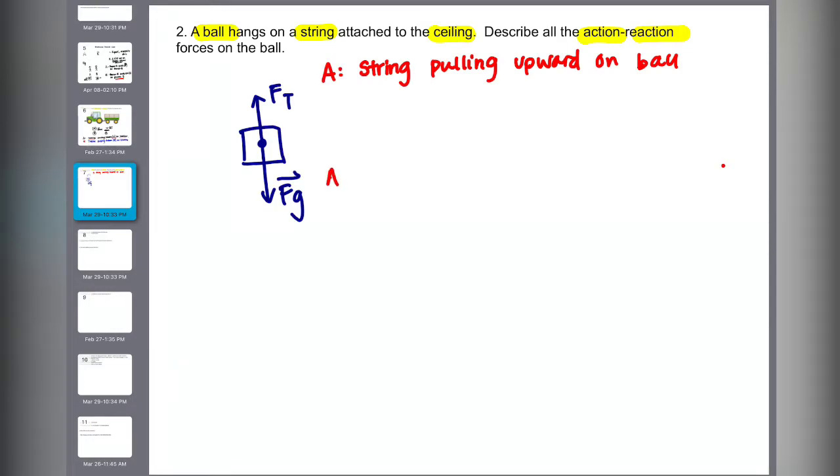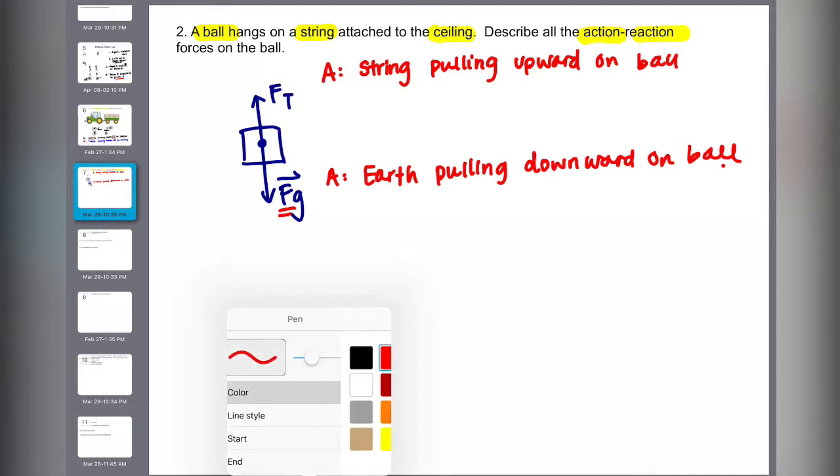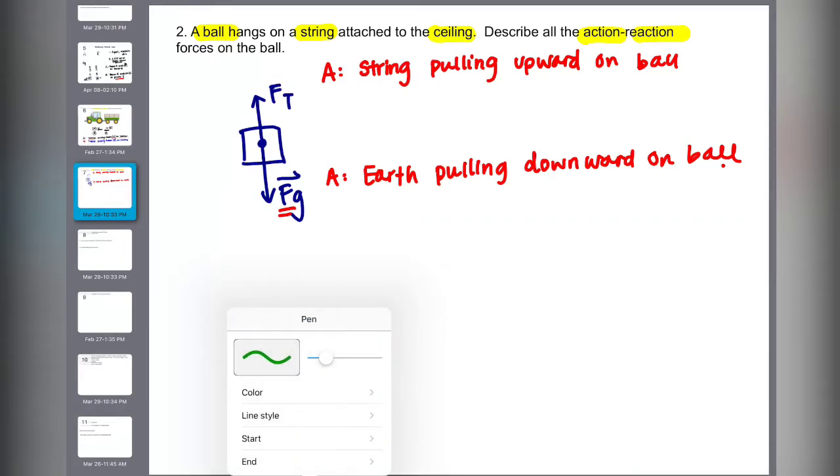Then let's look at the bottom. For the action force, we're looking at this FG. The earth is pulling downwards on the ball. Those are the two action forces that are keeping the forces on the ball balanced.